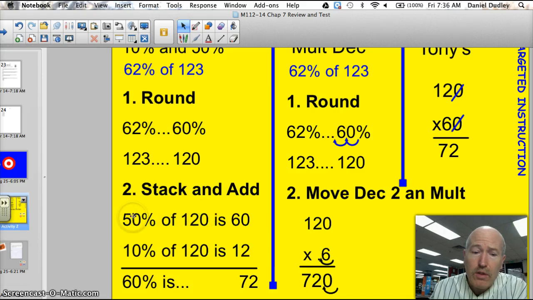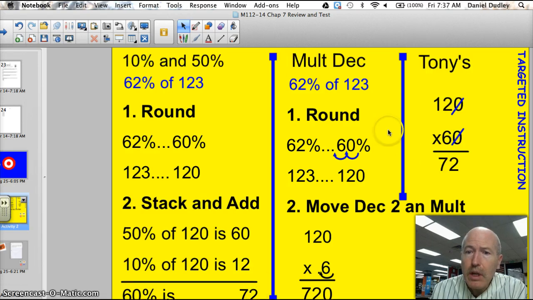So now you've stacked these up. You have 50% and 10%, which equals 60%. So you can just add up your products, or your sums, 60 and 12, and get 72. Sound fair? All right. Next, you can multiply the decimal.